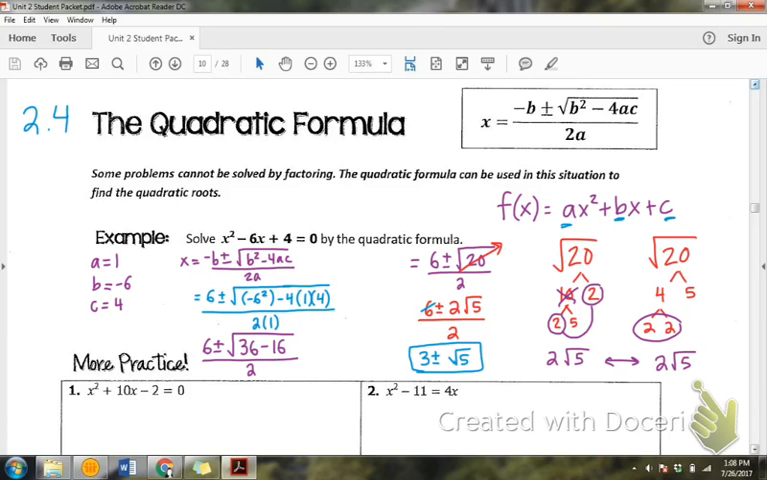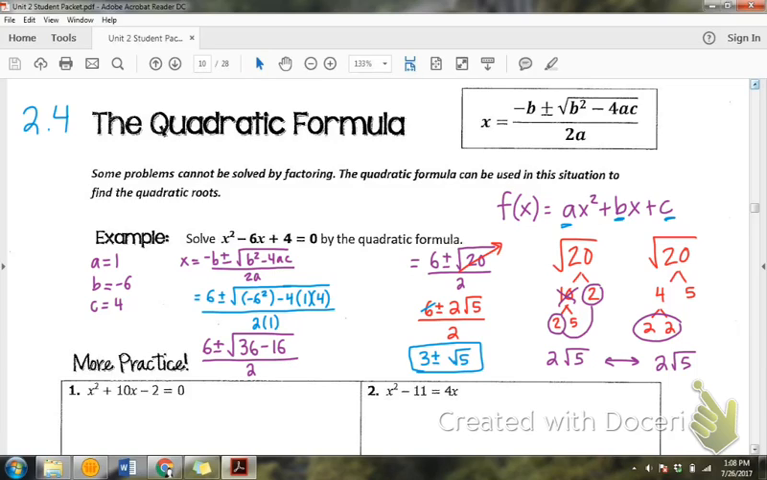This is your answer for x. 3 plus or minus the square root of 5. It does seem like a lot. This is your first time doing it. It's why it took us a while. You're going to get faster at these. Okay? Any questions before we do example 1?